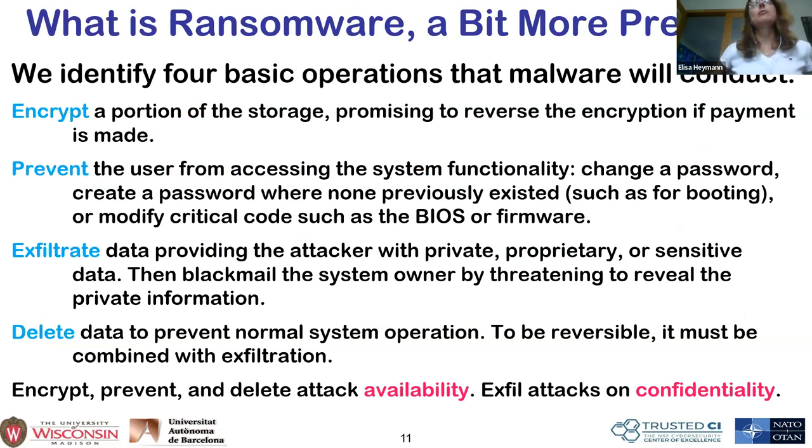To understand a bit more about ransomware, the first idea that comes to everybody's mind when talking about ransomware is, oh, they will encrypt the files in my file system. And true, that's the first basic operation that ransomware can do to you, and they don't even have to encrypt all your files, right? It can encrypt the first K bytes of your files, making them unusable. And they promise, oh, if you pay, we'll give you the encryption key, or we will reverse the encryption. And that's an attack to availability, right? Your files are not available anymore.